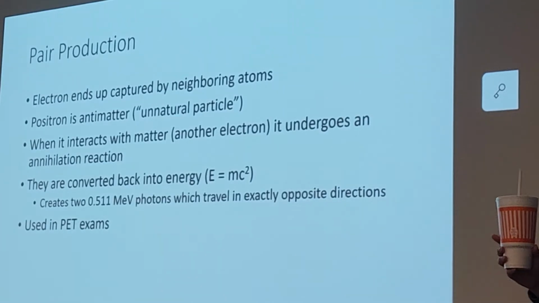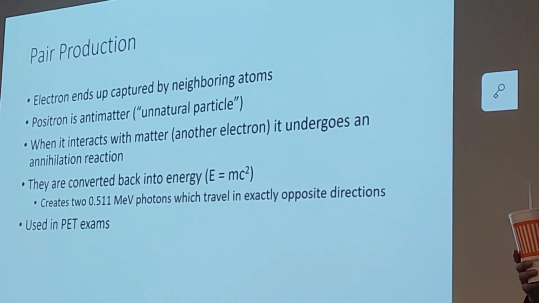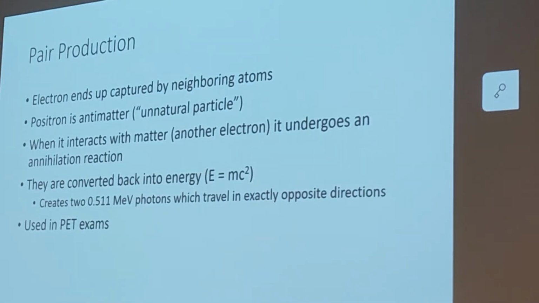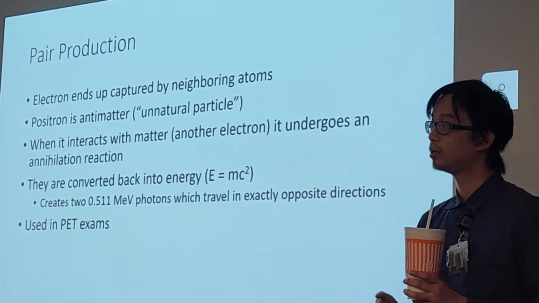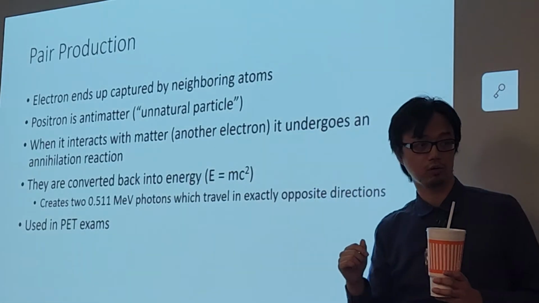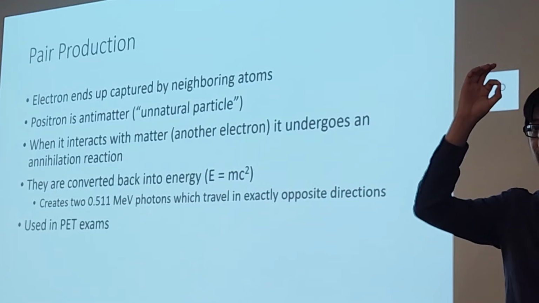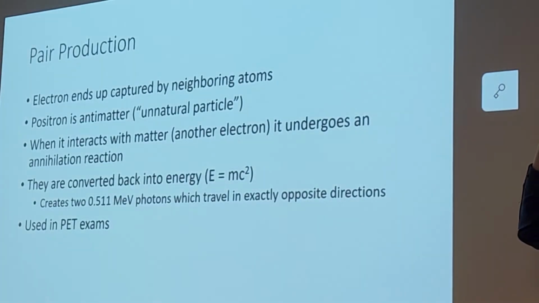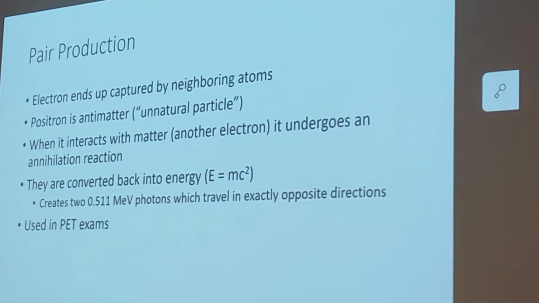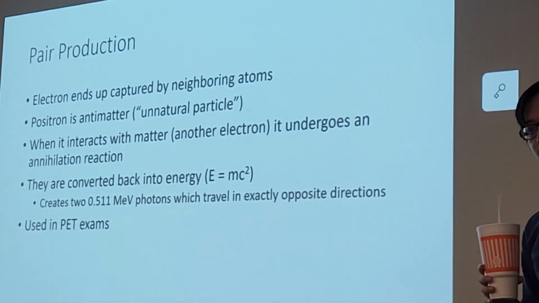Yeah, so the positron is antimatter, right? You may have heard about antimatter in science fiction. No, antimatter is real. It is an unnatural particle. It does not normally exist by itself. So if the positron is floating along and it runs into an electron, so positron is what charge? Positive. Electron is what charge? Positron is what kind of matter? Antimatter. Electron is what kind of matter?